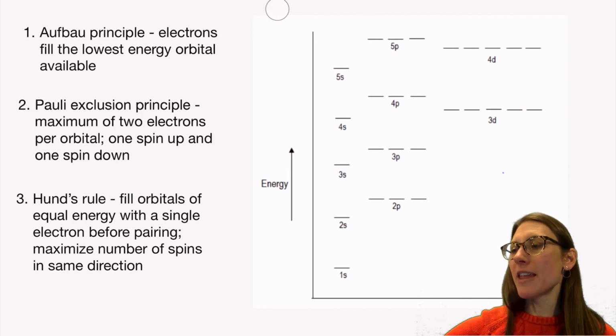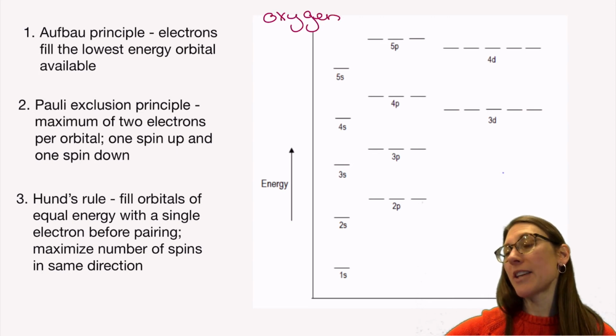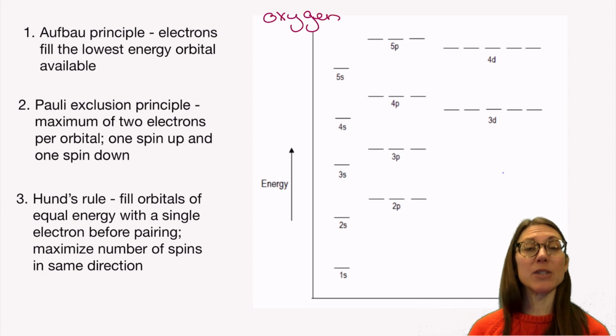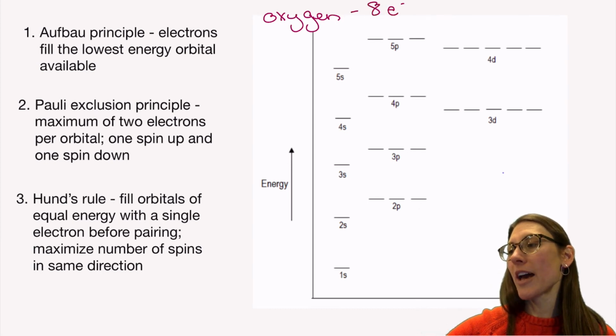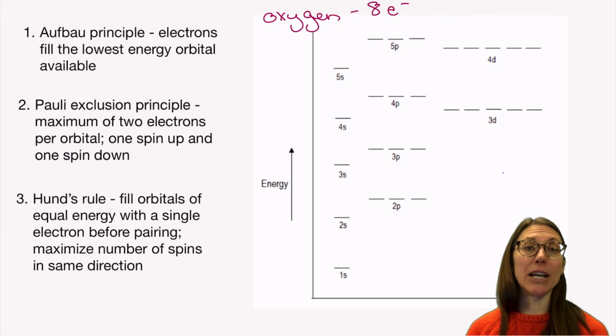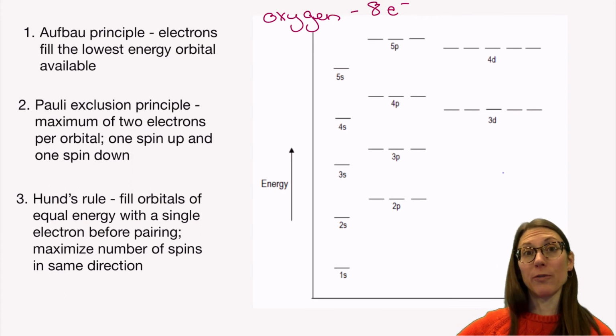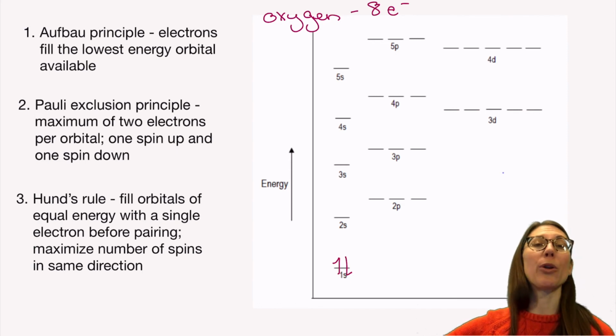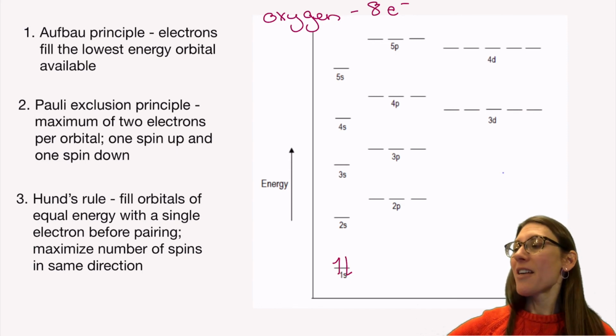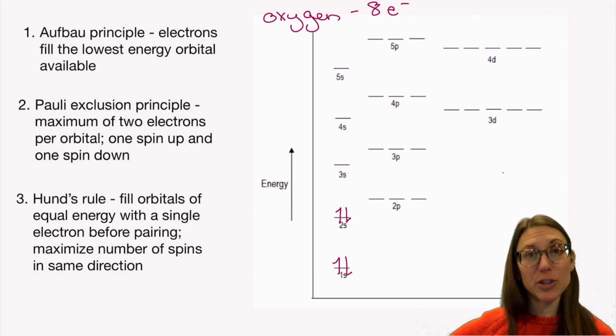So let's say we take the element oxygen. Now, when you look on the periodic table, oxygen's atomic number is 8. So it has 8 protons and 8 electrons in a neutral atom. I'm going to take these 8 electrons, I'm going to start putting them into my orbital filling diagram. The first 2 will go into the lowest energy orbital available. That's the 1s. The next 2 go into the 2s.